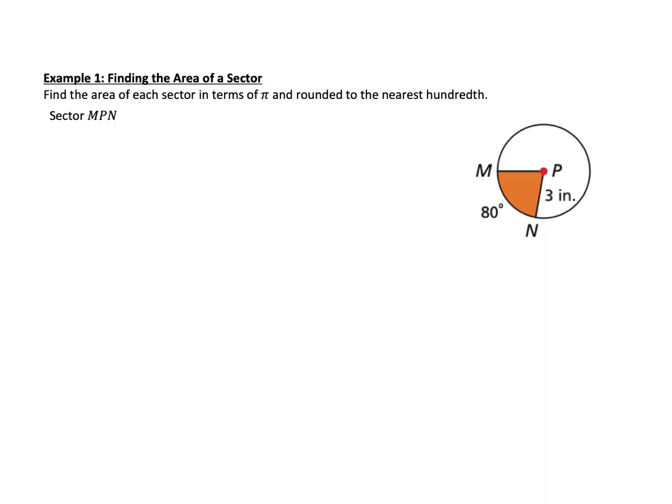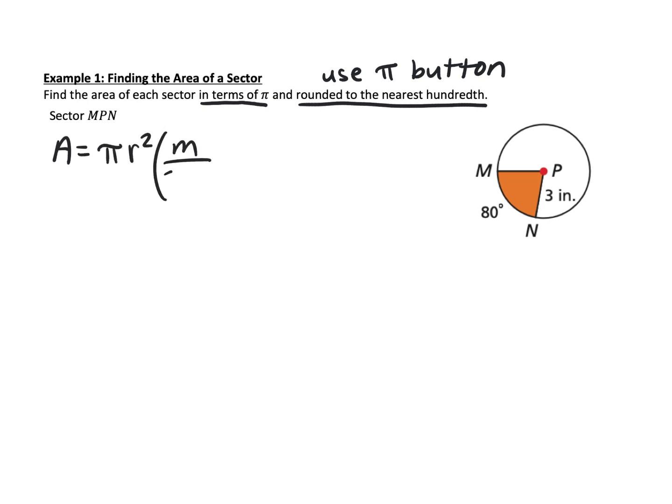Let's try some examples now. We're going to start off with the area of a sector. Find the area of the sector in terms of pi, that means leave the pi in your answer, and rounded to the nearest hundredth. For rounded to the nearest hundredth, that's where you're going to use your pi button. All right, the first thing we can do is write down our formula for the area of a sector. And then you can look at the picture and see that the radius is 3 and the measure of the arc is 80 degrees. So let's plug those values in.